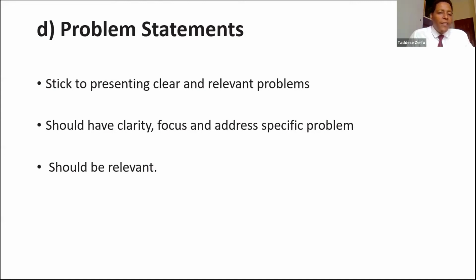The other is the problem statement. Stick to presenting clear and relevant problems rather than general problems which are not relevant, or problems which are not pertinent to the call. Try to present clear, relevant and focused problems, because the reviewers will be lost if you are talking about something not relevant and you are talking about many problems. So it should be focused and relevant.